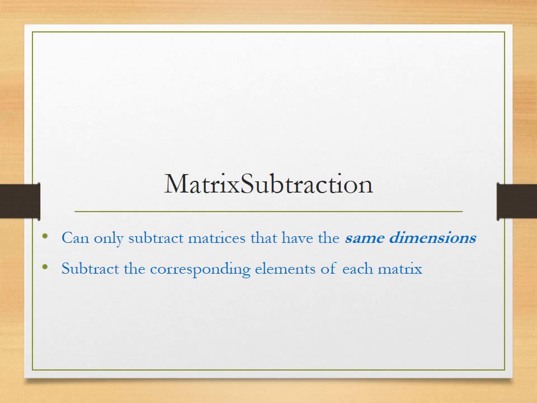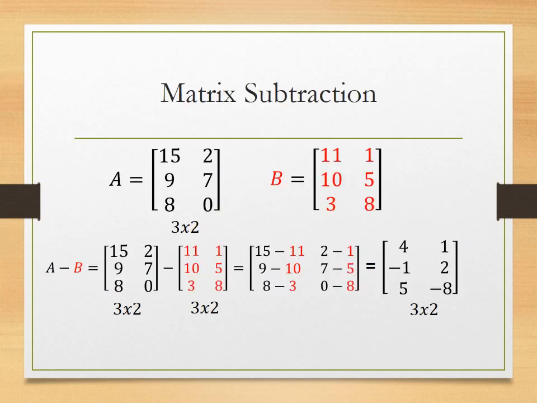Subtraction is exactly the same, except instead of adding, you subtract, right? So the matrices have to have the same dimension, and then you're going to subtract the corresponding elements. Same thing. We have matrix A, matrix B. We're going to subtract them. They both have the same dimensions, so we can subtract them. If they didn't have the same dimensions, we would not be able to add or subtract them. And again, we take the corresponding elements and subtract. First row, first column is 15 for A. First row, first column is 11 for B. So we're going to subtract 15 minus 11, which gives us 4.